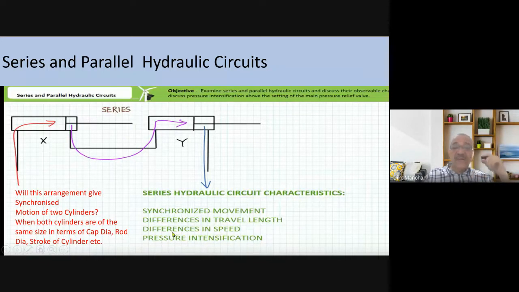But it may not be possible to have an exact match, so you make sure that this synchronization is done in this fashion. Series hydraulic circuit characteristics are synchronized movement, difference in travel length, difference in speed, and pressure intensification. But a pressure difference could be there. This area being different, the pressure will be slightly different. So when both cylinders are the same size, there could be a problem because this volume is different from this volume. So this could be unsynchronized motion.